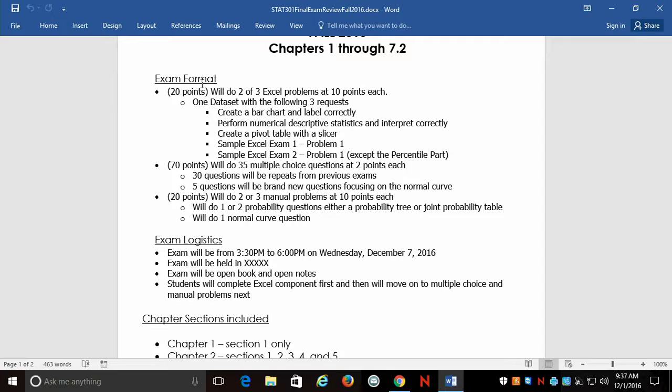A would be maybe create a bar chart of this data set. B would be do numerical descriptive statistics of this data set or a field in this data set. And C would be create a pivot table with a slicer. We have some examples out there. So you'll do 2 of those 3, put them in one Word document and submit it online. Does that make sense? It'll be one problem with 3 parts. You'll do 2 of the 3 parts. One data set. Yes, no? Okay.